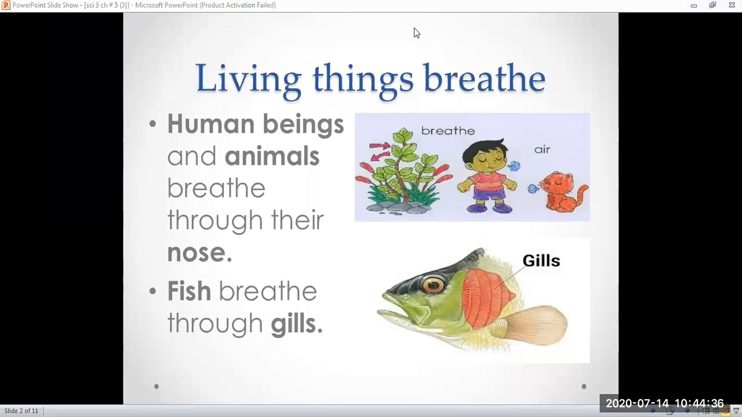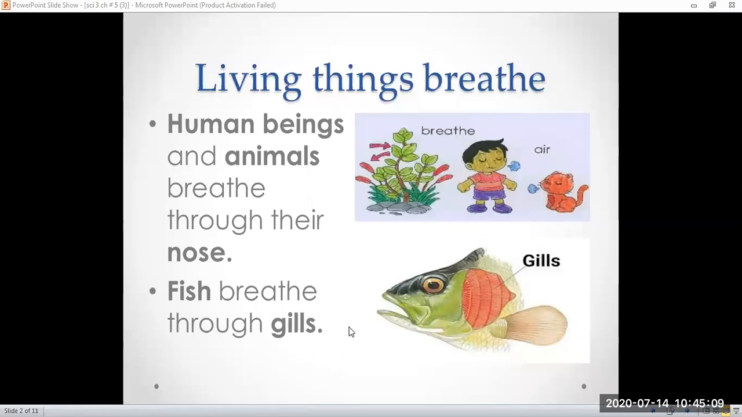So as I told you, human beings and animals breathe through their nose. We have a nose, and with the nose we can breathe in and out. We breathe in oxygen, a gas. Next, how does the fish breathe? Fish have gills. These are the gills, and through these gills they can breathe in water. So all living things can breathe.